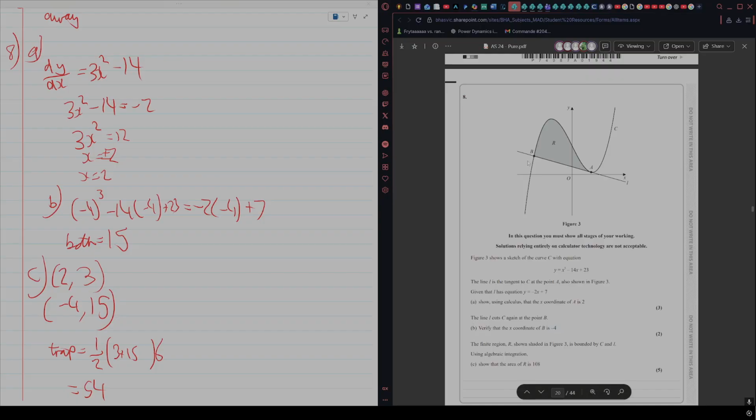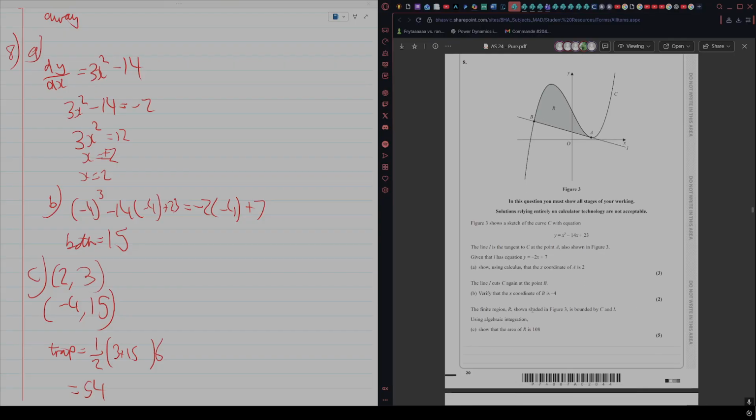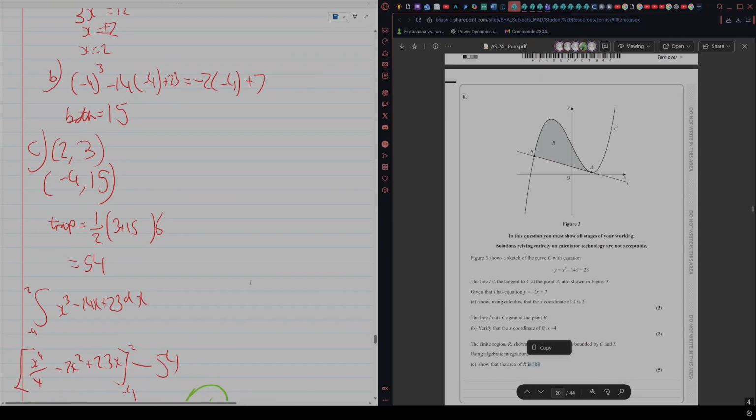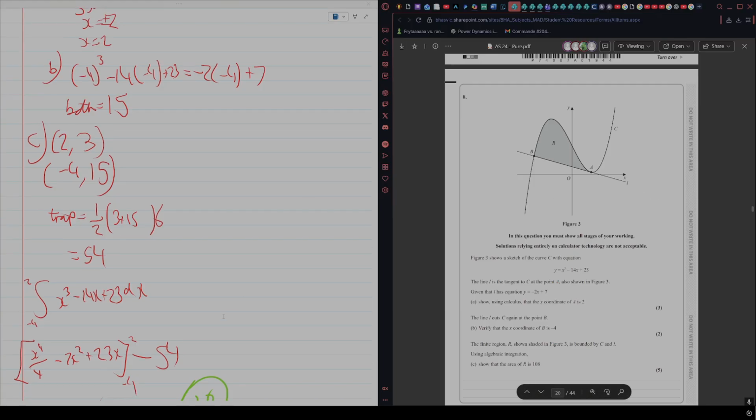So you just substitute -4 into this equation, and you say that you substituted into the quadratic, substituted into the line, and they're both the same, therefore it intersects. Then show that the area, so this is actually quite generous, it gives you the area that it wants to show. So you just find this trapezium here, which is 54, do some coordinate geometry, and then integrate, subtract the trapezium, and that gives you the answer.